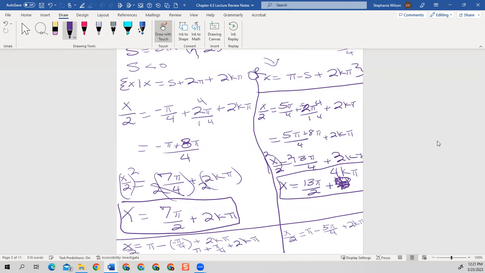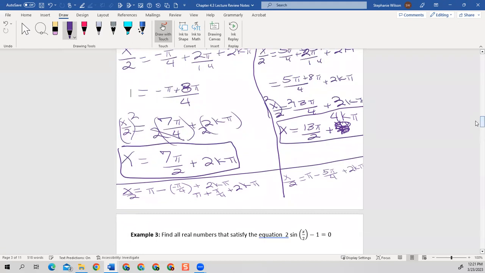And then let's see if my screen will let me scroll down just a little bit. Yeah. We gotta have a common denominator, which is 4. So now I have 5 pi fourths plus 2k pi. That worked out great, didn't it? It gave us back that 5 pi fourths we found on the unit circle.